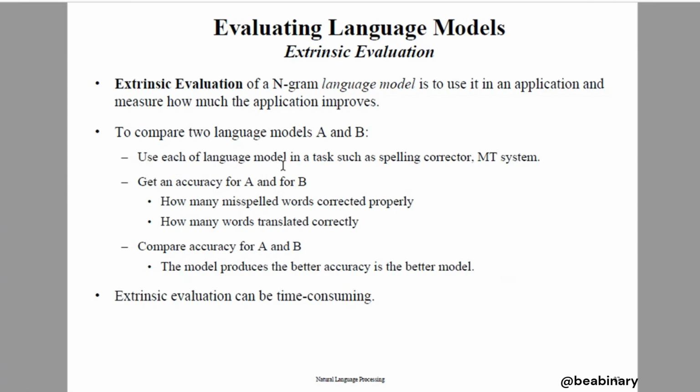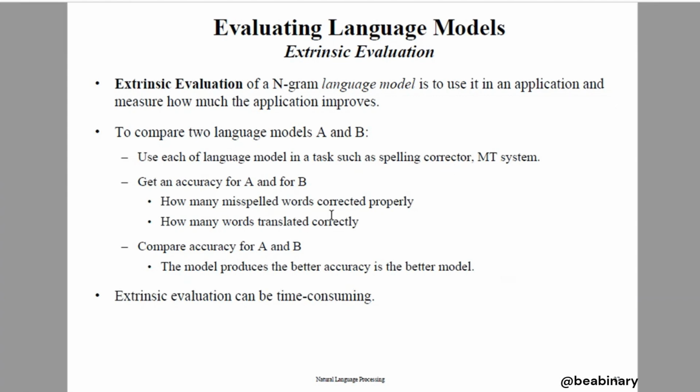each of the language models in tasks such as spell correction, MT system, whatever. So, ठीक है, machine translator system. So get an accuracy for A and for B, जैसे आपने उस समय देखा था, that is your Hyundai or Honda, or that is your execution or something. So how many misspelled words corrected properly and how many words translated correctly.